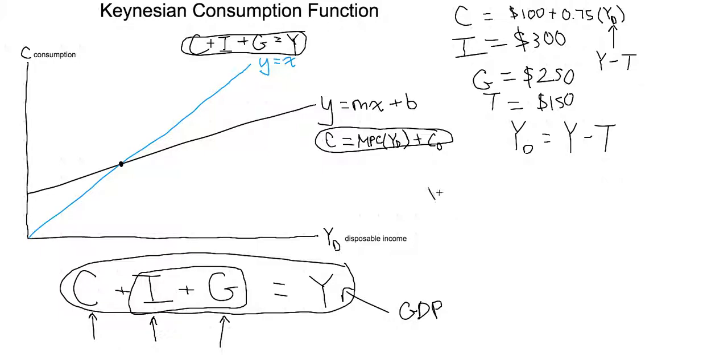you'll get that Y equals 100 billion plus 0.75 times Y minus T, which is 150, and let me make that into a minus sign, and then we'll add in government spending of 250 and investment spending of 300. Sorry for going out of order, but you get the point.